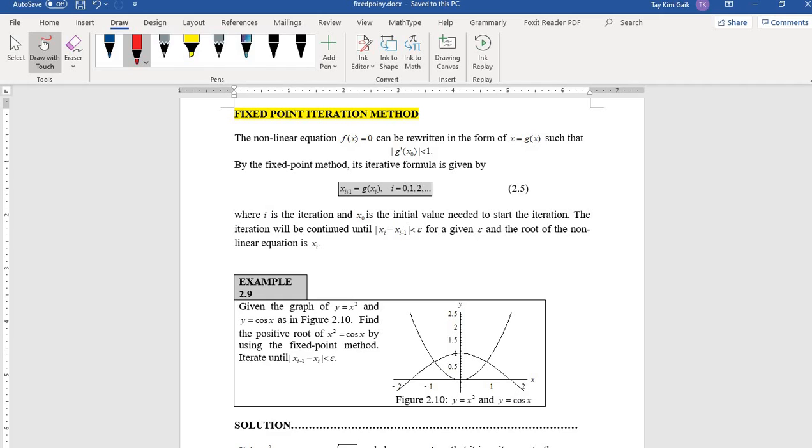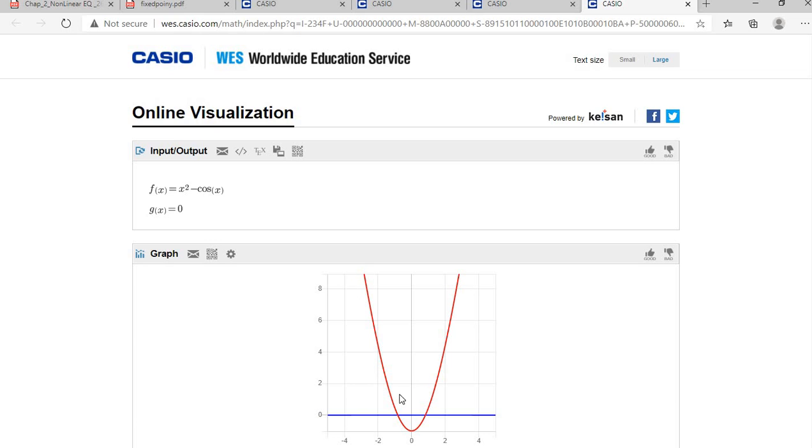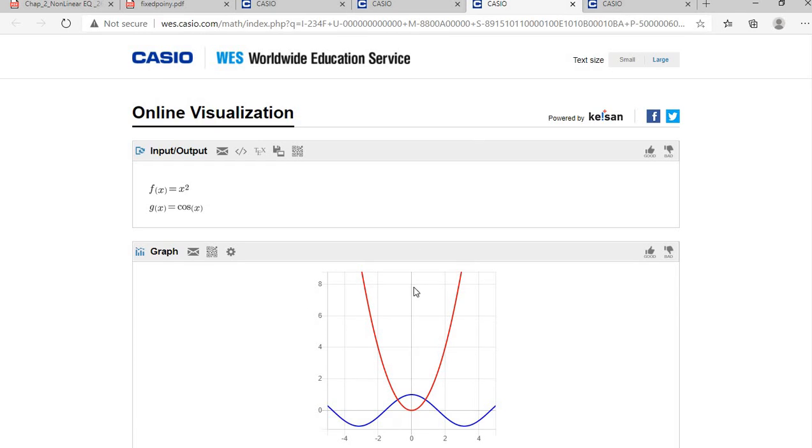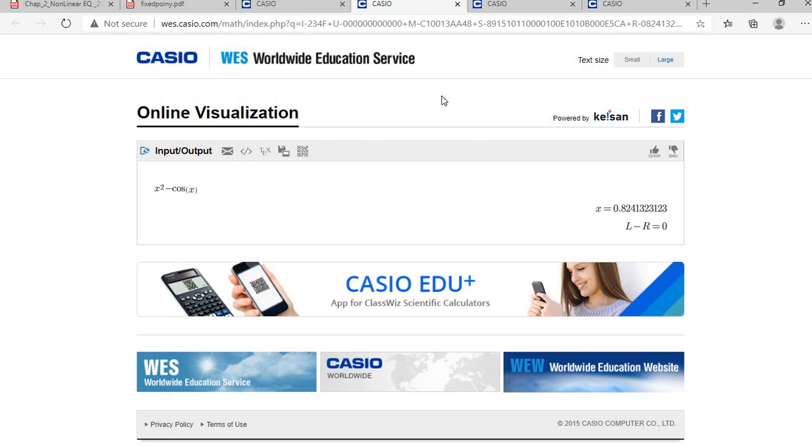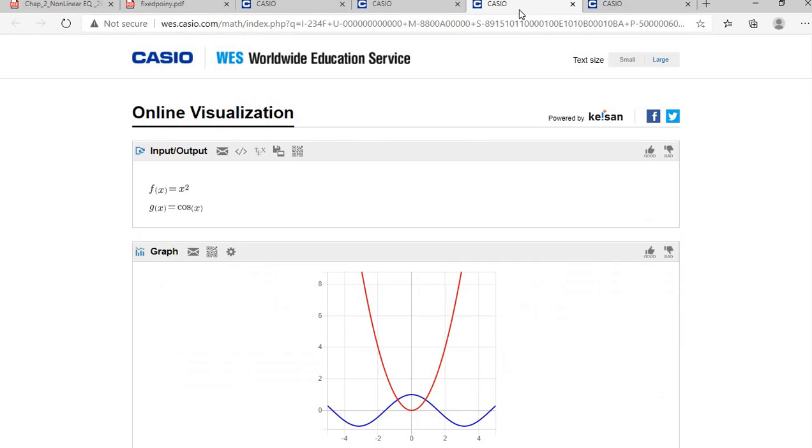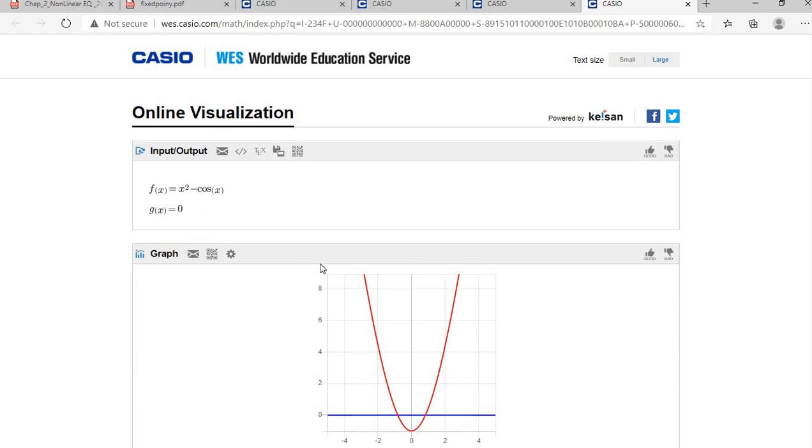So the root of the nonlinear equation x squared equal to cos x is at the intersection point of these two graphs. If you use a scientific calculator, you can directly get this one compared to here, but you cannot plot it in the calculate menu. You can only plot it in the table menu. Either you break it into two functions, f(x) is x squared, g(x) is cos x, or you plot the original nonlinear graph.